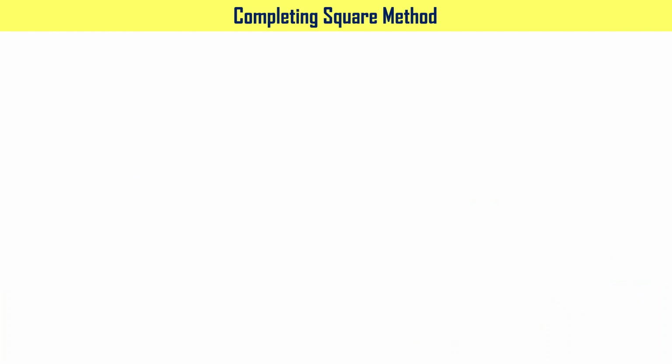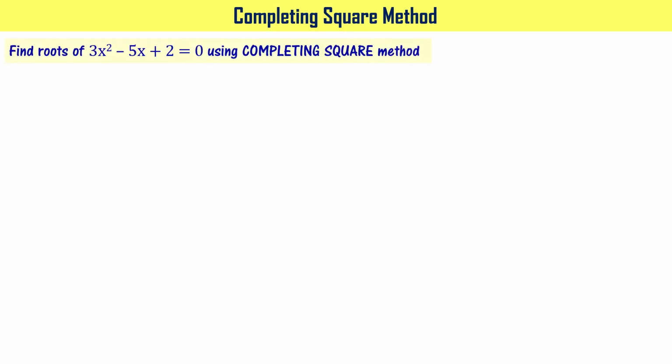Let us solve a few example problems from the textbook now. Find roots of 3x square minus 5x plus 2 equal to 0 using completing square method. 3x square minus 5x plus 2 equal to 0 can be written as x square minus 5 by 3 x plus 2 by 3 equal to 0, right?